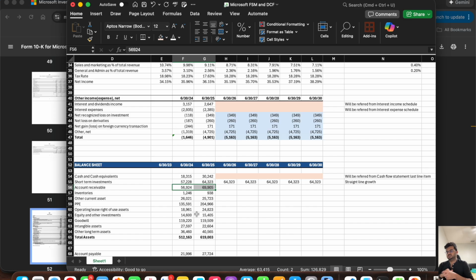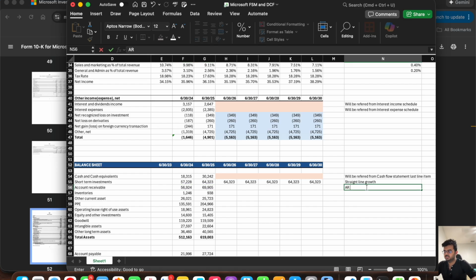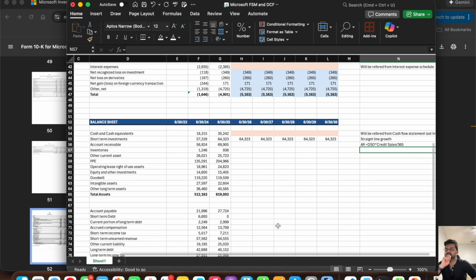The most logical way to do accounts receivable is to calculate the days sales outstanding for the last 2 years, average those days sales outstanding for the next 5 years, and then calculate back the accounts receivable. So I will type in accounts receivable equals the DSO into the credit sales by 365. Technically it's the total days in the period, but since we are talking about annually, I'm just going to put 365.